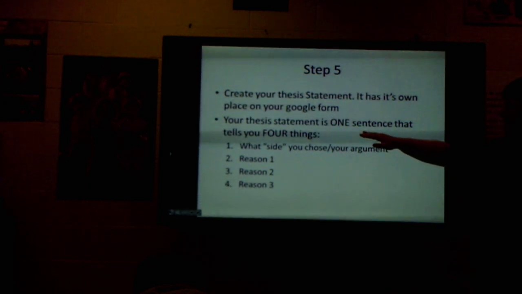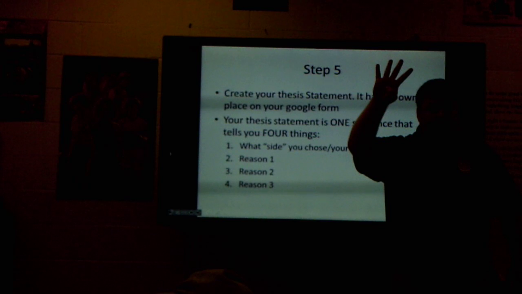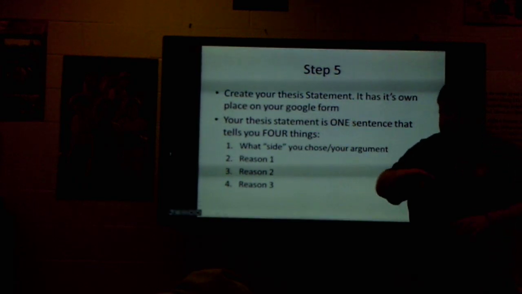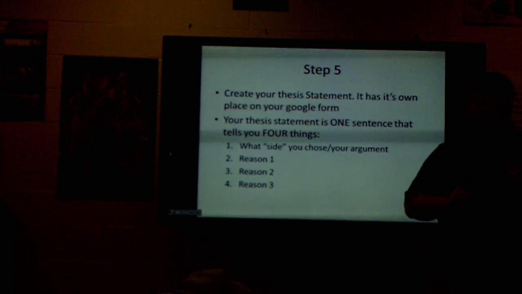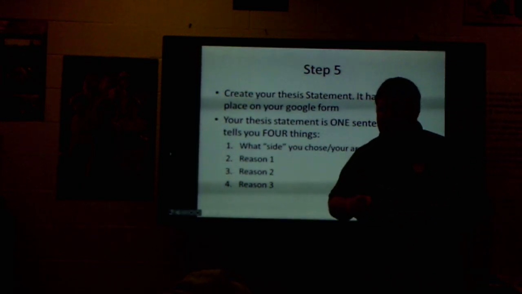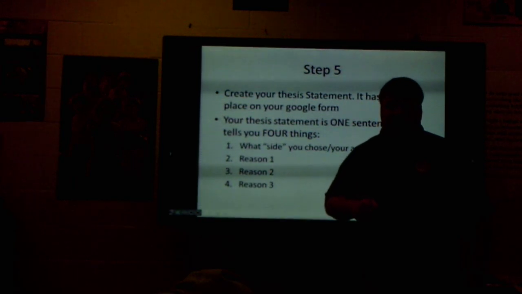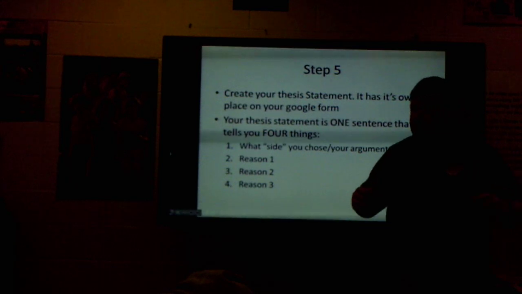Your thesis statement is one sentence that tells you four things. Okay? Now, if you weren't taking notes just now, you need to take them right this minute, because this is super important. If your thesis statement is wrong, your paper is wrong. Okay? I ought to be able to read your thesis statement and know the whole paper pretty much.